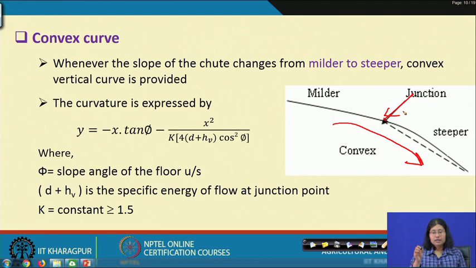Here the slope goes from milder to steeper, and this is the junction point. The equation for this is given as y equals minus x tan phi minus x squared over 4 k (d plus h_v) cosine squared phi, where phi is the slope angle of the flow at upstream, d plus h_v is the specific energy of flow at the junction point, and k is generally assumed to be a constant, 1.5. Using this equation we can calculate y at a given x.